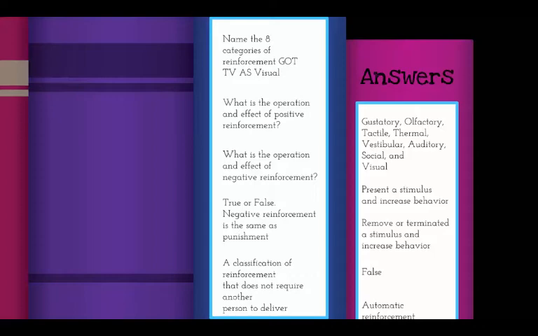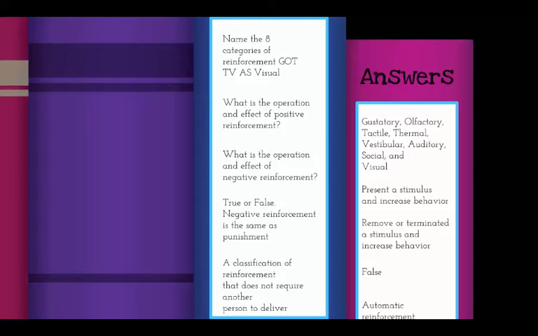The 8 categories. Remember your mnemonic device here. Gut TV is visual. Gustatory, olfactory, tactile, thermal, vestibular, auditory, social, and visual. And what's the operation and effect of positive reinforcement? Well, you're presenting something. That's why it's called positive, because it's additive. The word positive doesn't have any value statement connected with it. It just means a presentation or the addition of something to the individual.